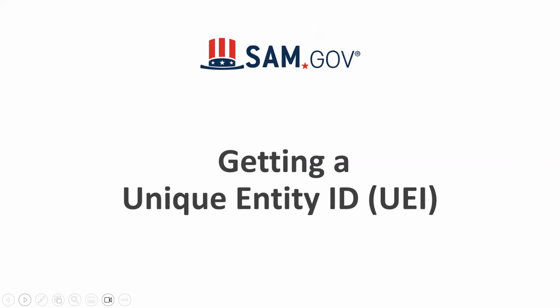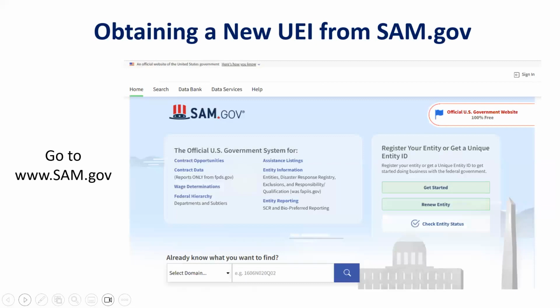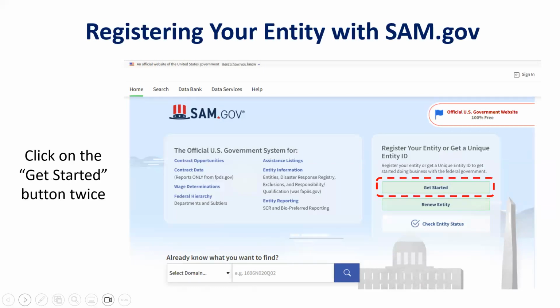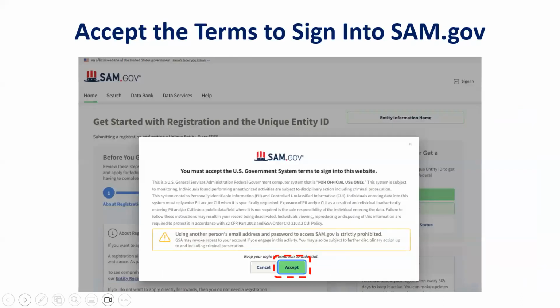We will now review how to get a UEI. If you do not have a UEI, you will need to obtain one from SAM.gov by going to www.sam.gov. Once you're in there, you'll click twice on the Get Started button, which is highlighted with the red dots. Review and accept the terms to sign into SAM.gov.